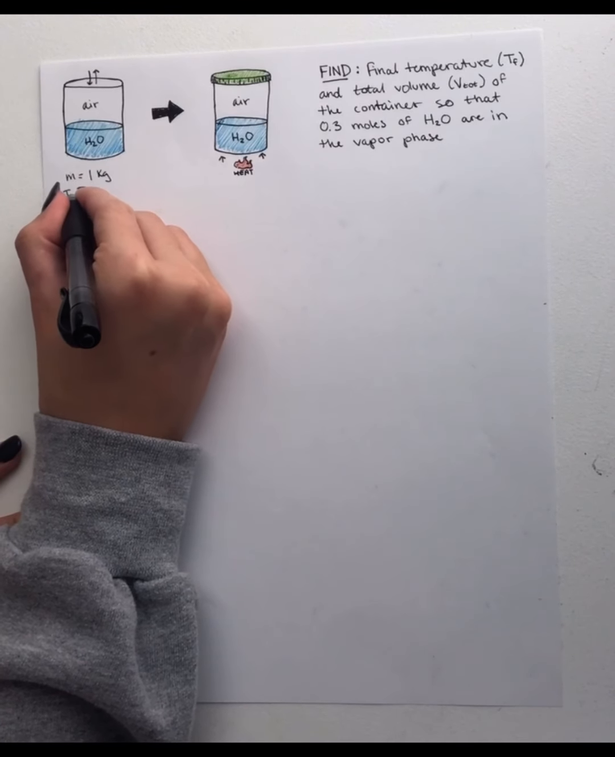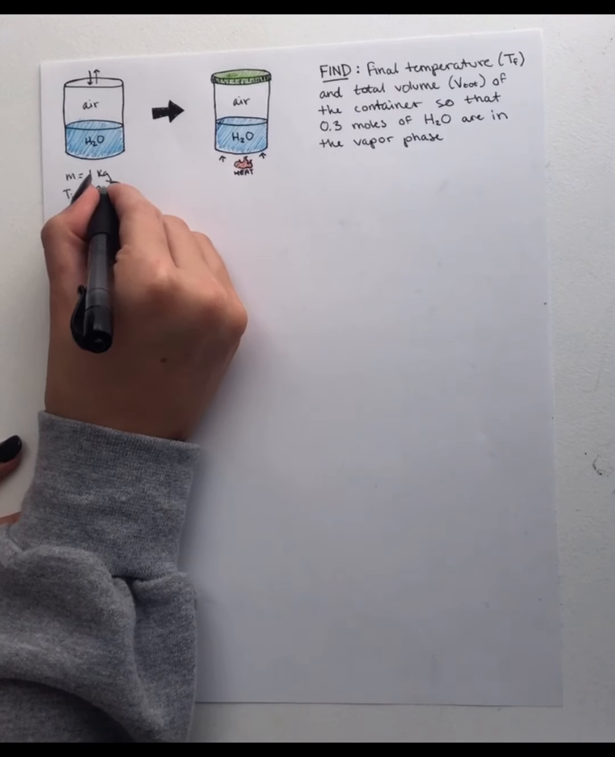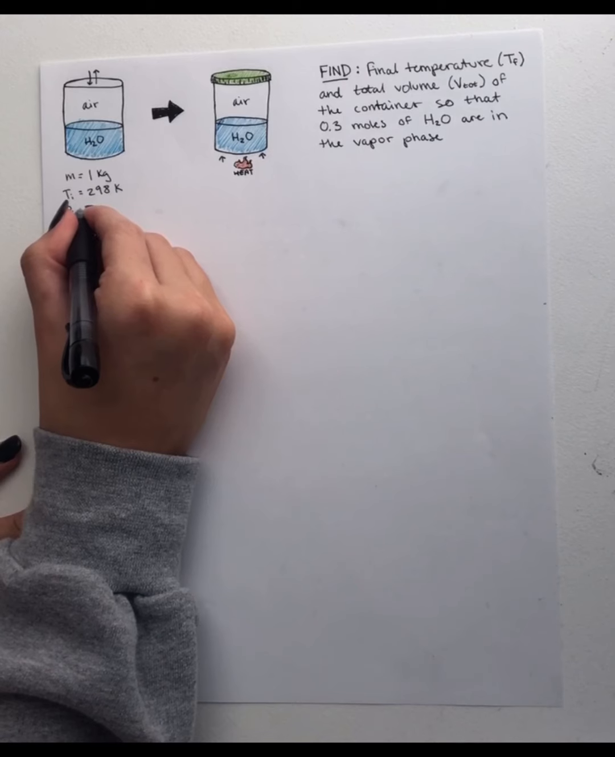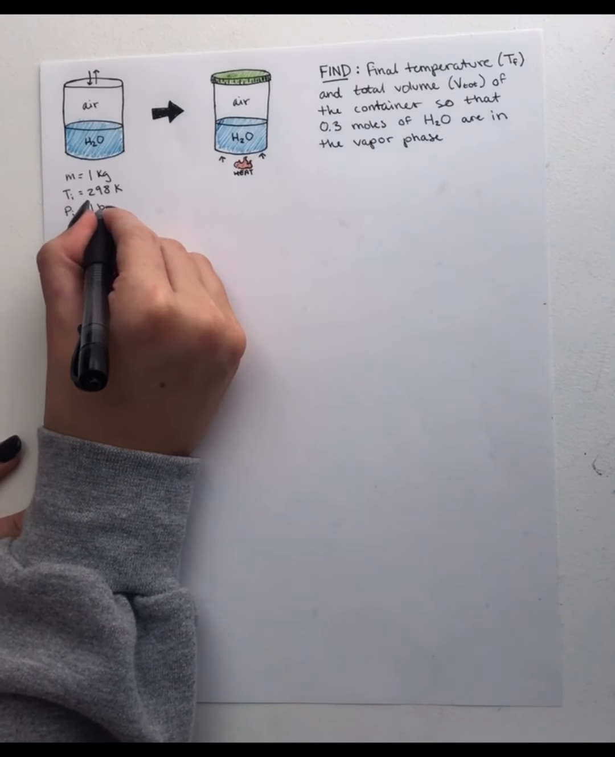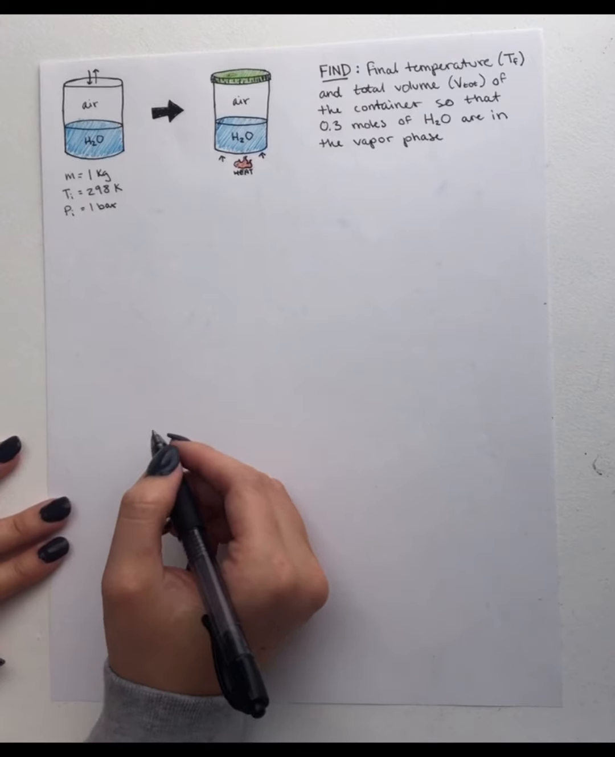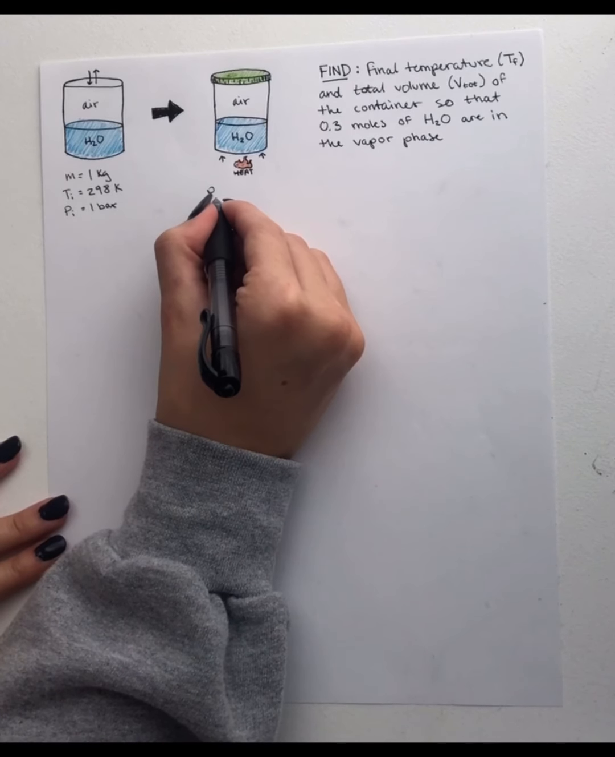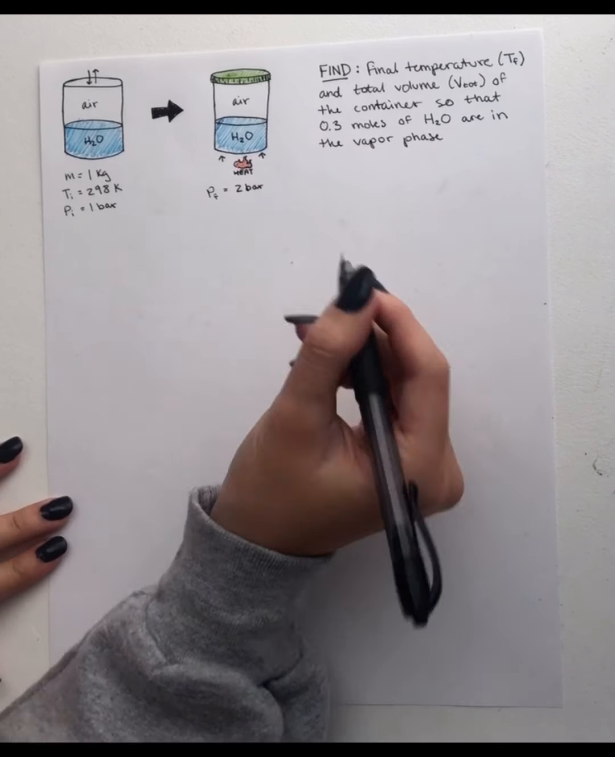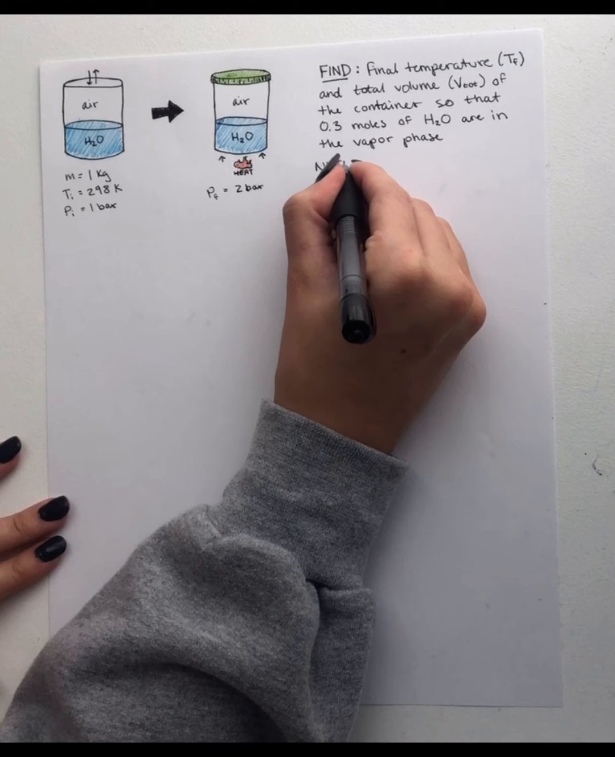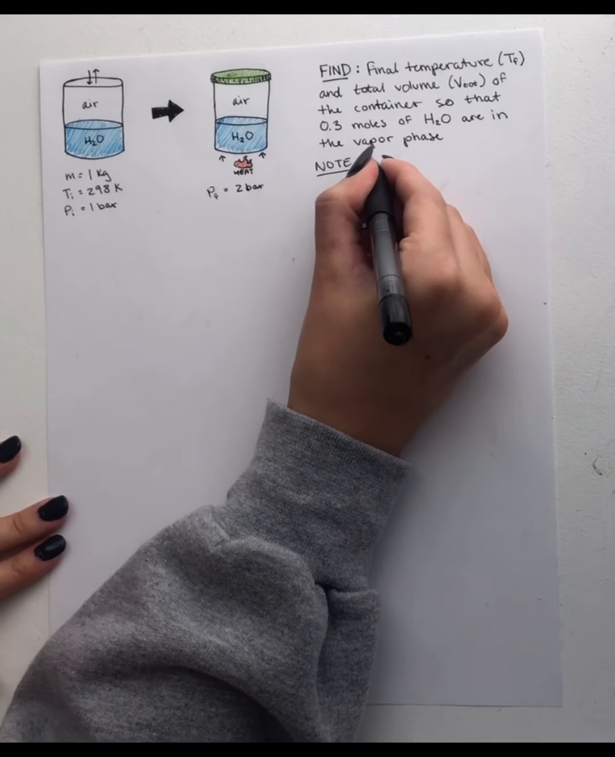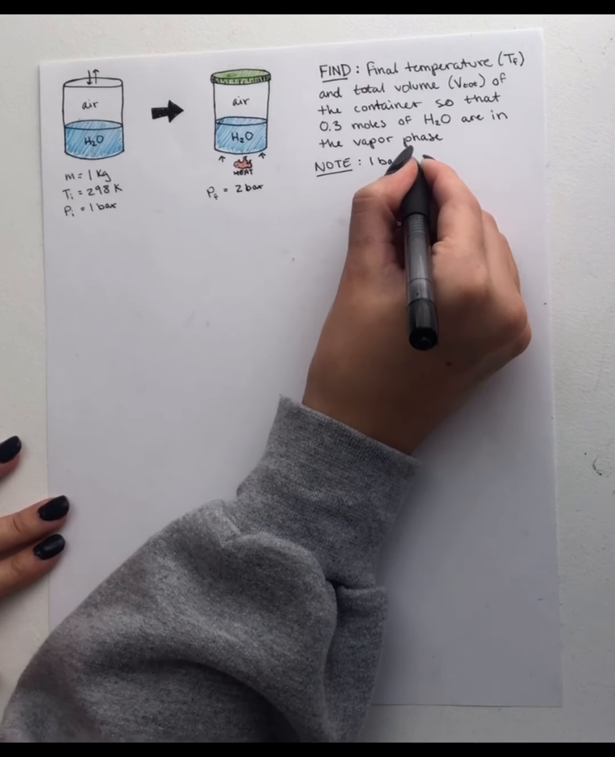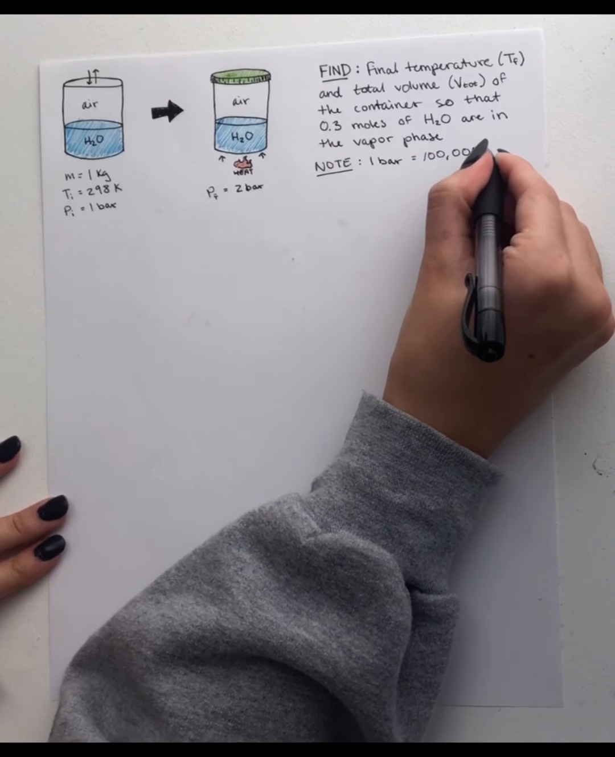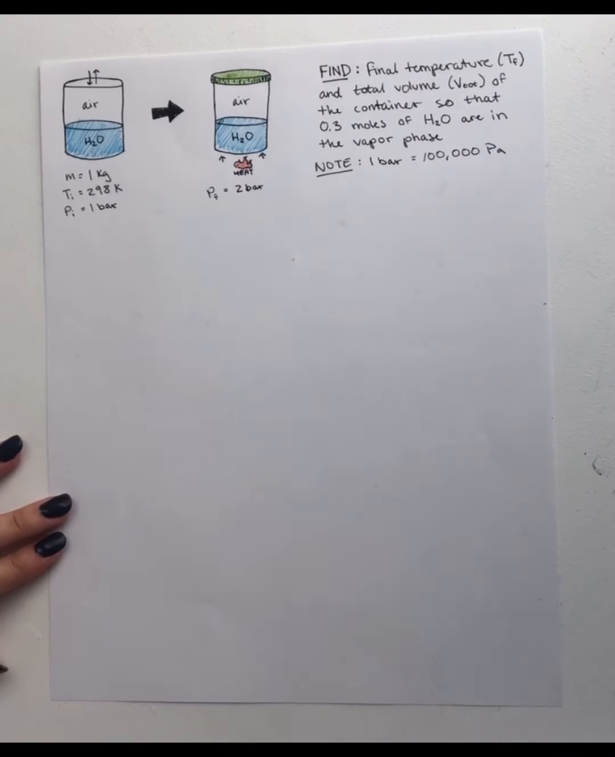The initial temperature is 298 kelvins, which is about room temperature. And the initial pressure is 1 bar. Then we're also given that the final pressure is 2 bars. And I want to note as well that 1 bar is equal to 100,000 pascals.